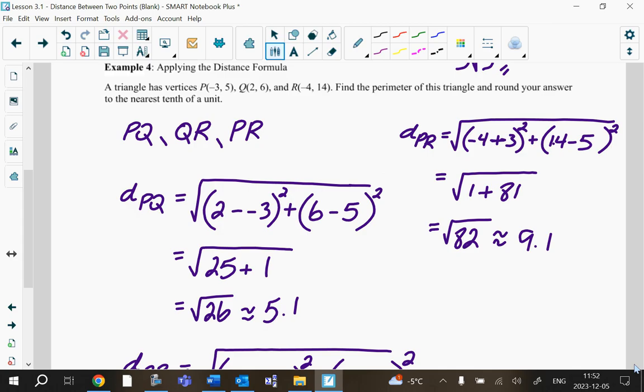So the final step is the perimeter. You just add the 3 lengths you found, 5.1 plus 10 plus 9.1. And that should give us 24.2 as the perimeter. Final answer. And there's no units, so yeah. What's that? Oh, yeah. You know what? Technically, yeah, you are finding the approximate answer, so that's good.